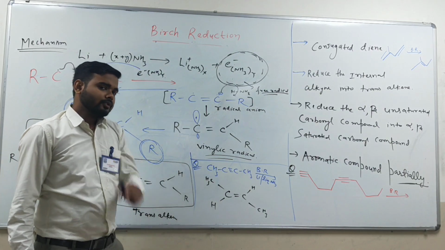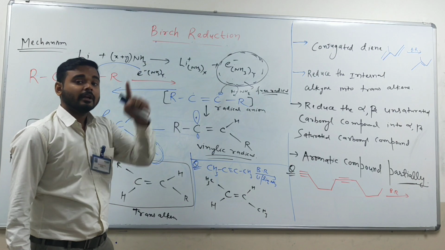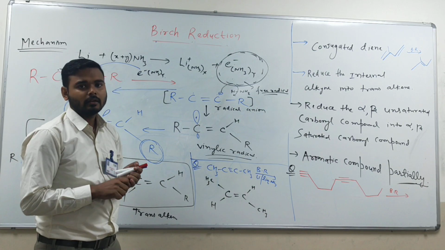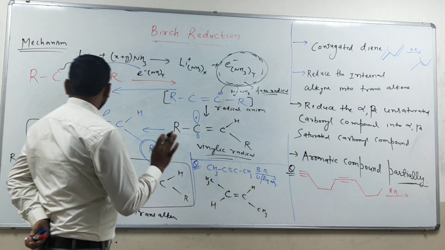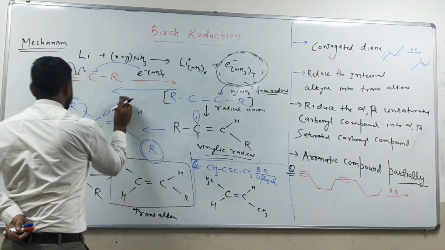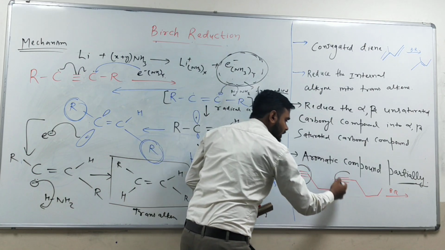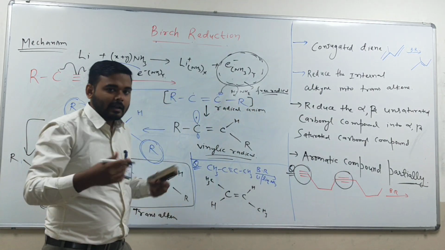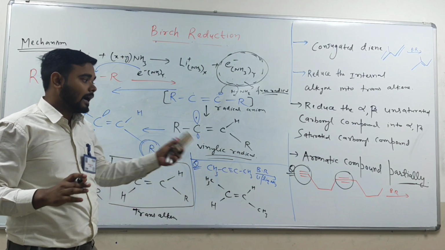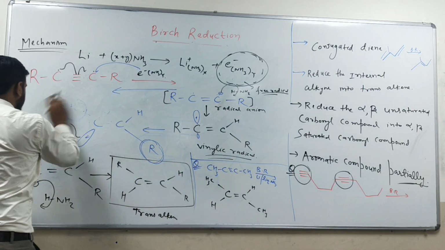One thing you need to keep in mind: I told you that you have to reduce the internal alkyne, not the terminal alkyne. Why? It's better to tell you here itself, so that you can solve this question. In this question, there is one terminal alkyne and there is one internal alkyne also. But you have to reduce the internal alkyne, not the terminal alkyne. Why? So let us see here.